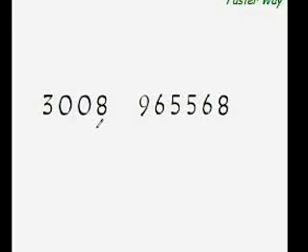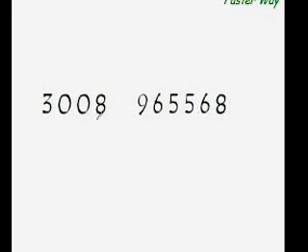Let's try to divide these numbers now. So once again, take the last digit as your unused digit and take this 300 as your main divisor. So 300 will go how many times in 965? 300 3 times is 900, so obviously 3 times, and 65 is the remainder, so I put 65 here.